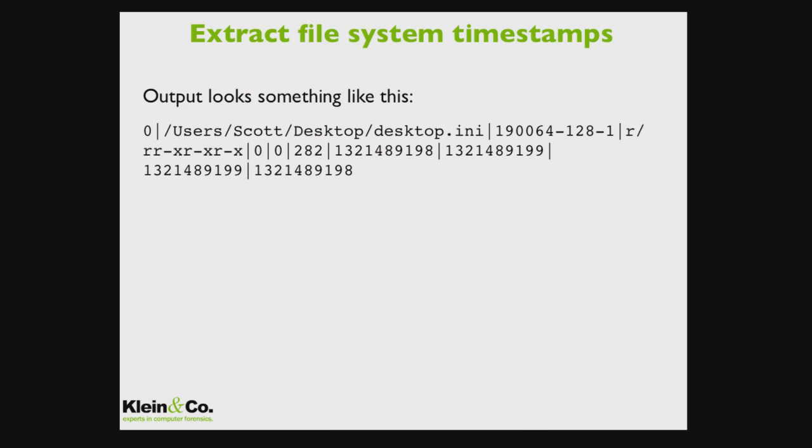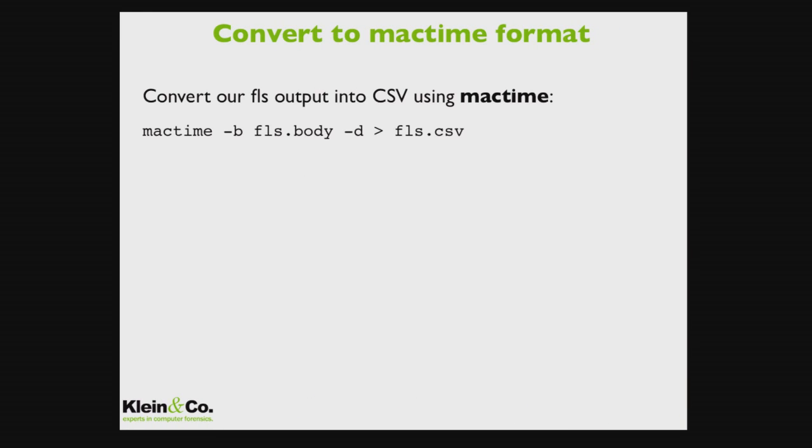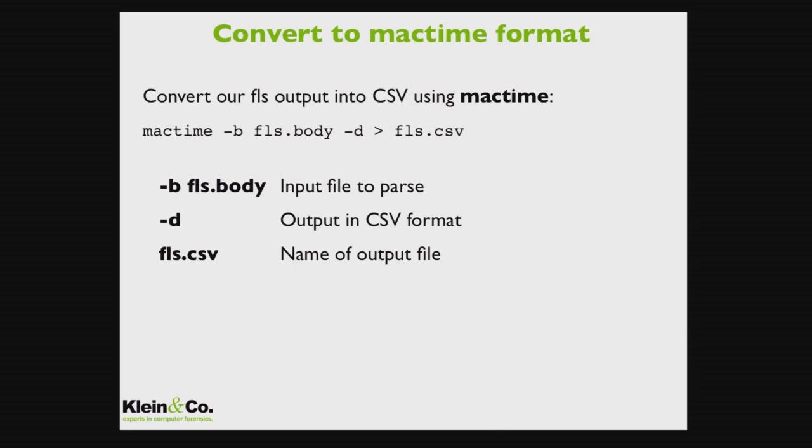Cool. Does that make sense to anyone? Not to me. So what we're going to do is convert this into a CSV so that we can then dump it into Splunk, and we're going to use MacTime to do that. There's the command. Here are the options. Pretty straightforward. We tell MacTime to take that body file that we just created, output into CSV, and give it a name. Fairly straightforward.